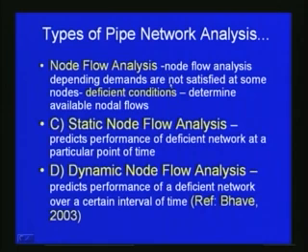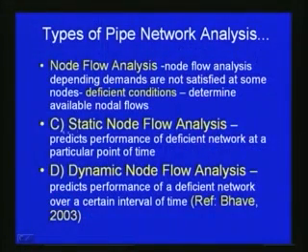For node flow analysis, the assumption that all the demands are satisfied is not used. So demands may or may not be satisfied. At some nodes, if the demands are not satisfied, there can be deficient conditions, and with respect to these deficient conditions we will try to solve the problem. We have to determine the available nodal flows at various locations, at various junctions. With node flow analysis also we can have static or dynamic conditions.